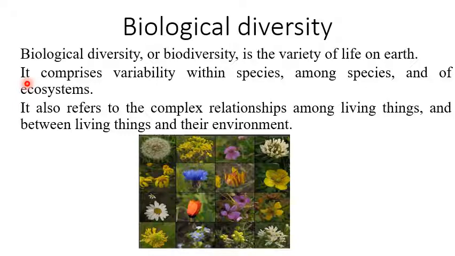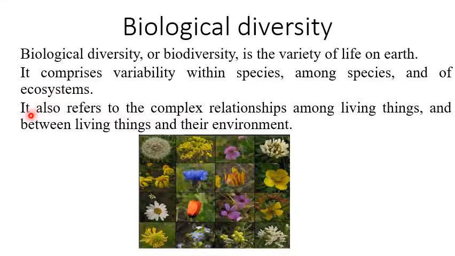It comprises variability within species, among species and of ecosystems. Which means what? There are different species, and within one species there are again diversities. Say for example, if you consider mango, then in mango there are different varieties, so that is called species diversity. And there are even differences in ecosystems that we will see in the next slide.